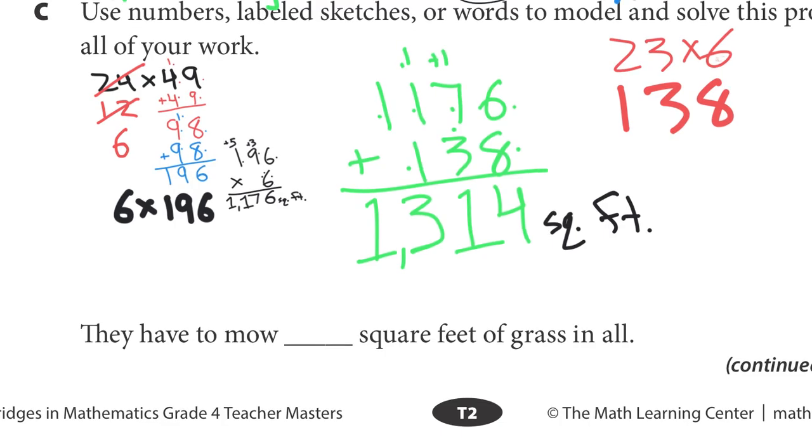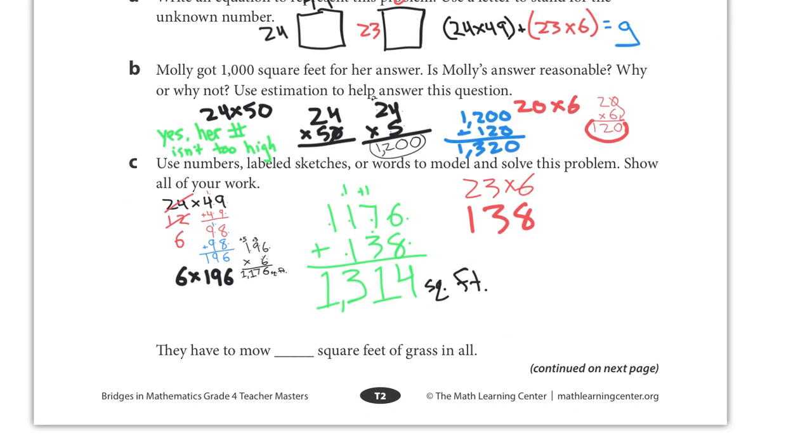feet of grass. Now that we've done the problem that way, don't you agree that Molly's answer was maybe even a little bit further away than our estimate? Wait, no, that's not true. We got 1,320. Well, look at how close our estimate was. That's amazing. Our estimate was only 6 off. Yeah, so that's good. Let's keep going.